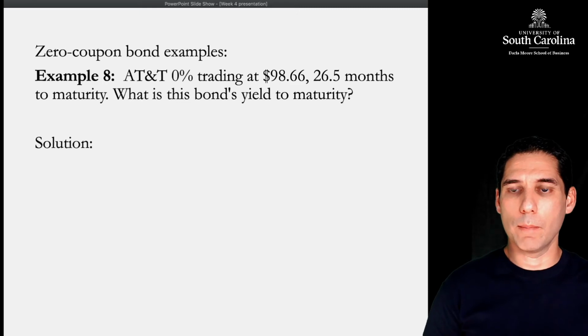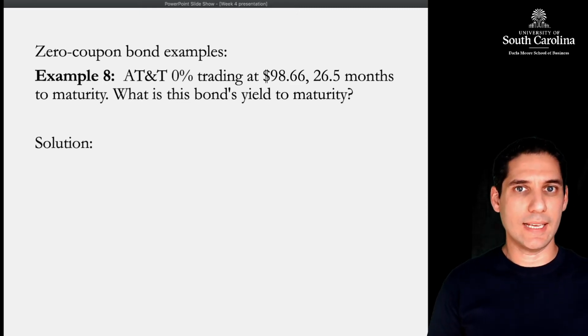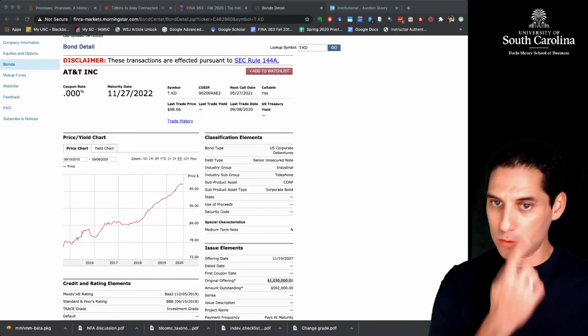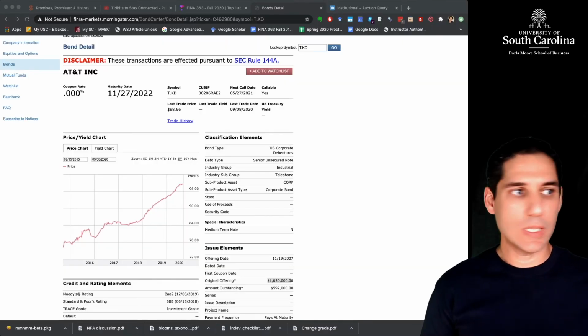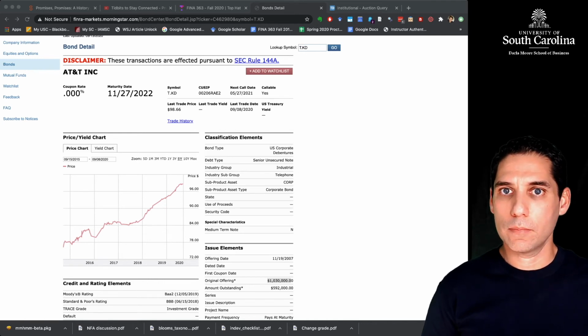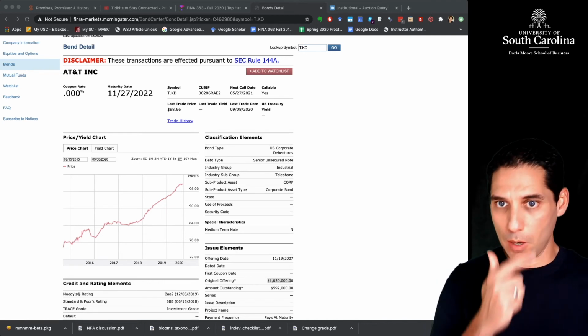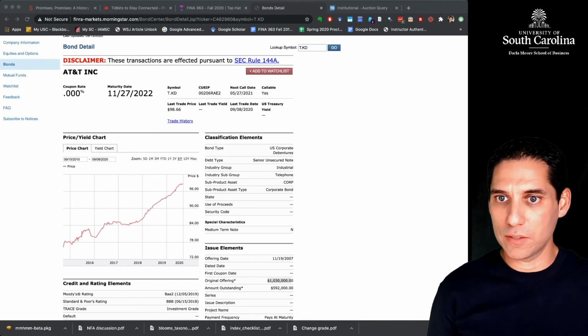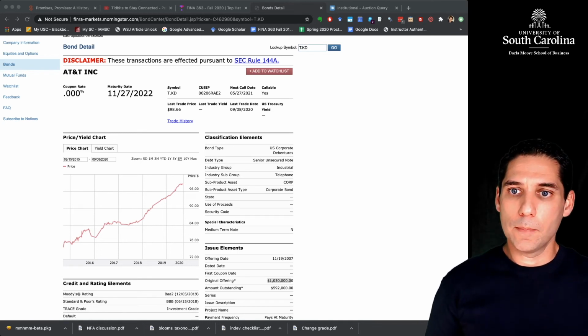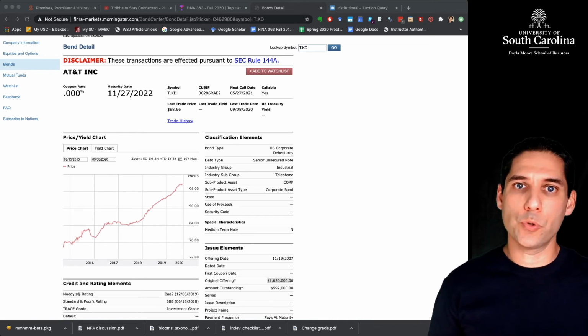Let's do one more example. Example 8. Remember that AT&T zero coupon bond we looked at before? That really exists. So that's 0% coupon, zero coupon. And if we go back to that page, we can see it's reported that about a week ago, it traded in the secondary market. So some investors bought it from other investors. And it traded at 98.66, right? And face value is 100. And now there is a little over 2 years left.